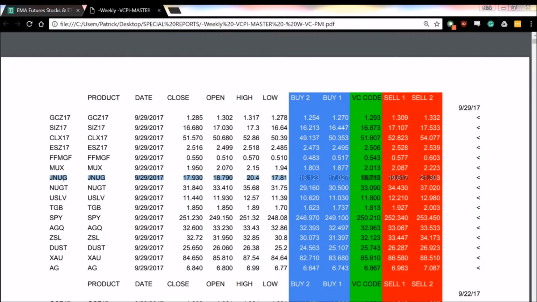This is a security traded in dollars per share. It's called JNUG. Please be aware that this is a very volatile ETF and it should not be traded unless you are willing to take the risk. It should not be held on a long-term basis, but rather used as a short-term trading instrument.